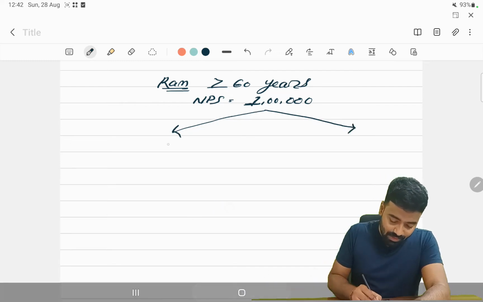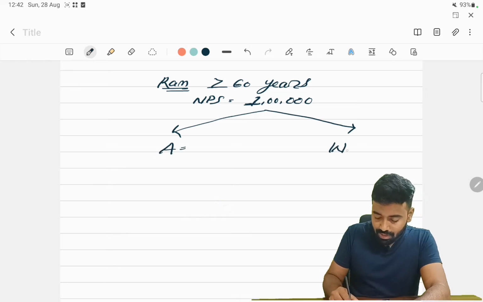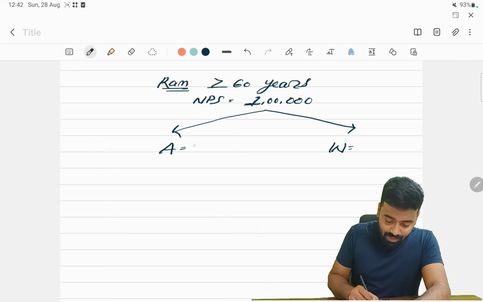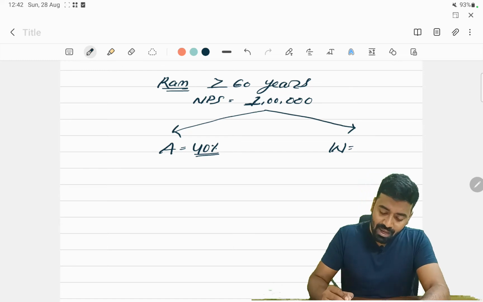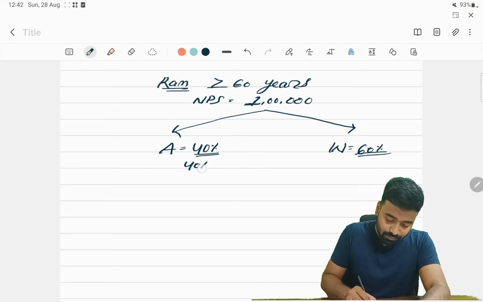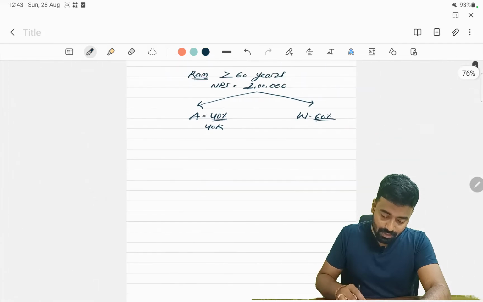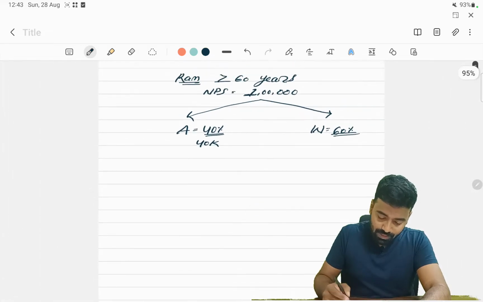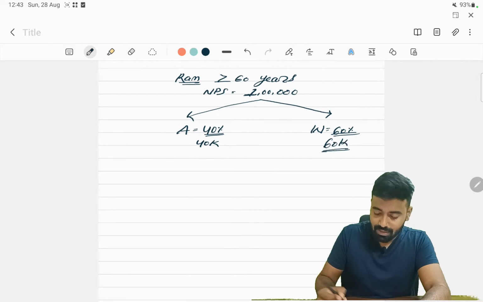So how much will go to the annuity? As per the law, minimum 40% of the money has to be allocated to the annuity. And how much can he withdraw? Maximum 60% of the money he can withdraw. That means 40k has to go to the annuity, and the 60k can be withdrawn.